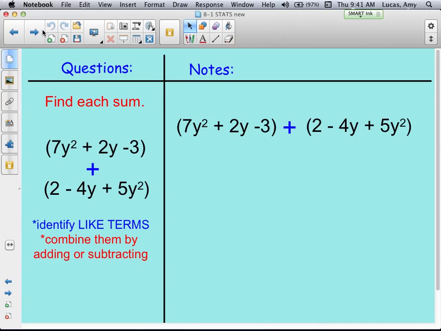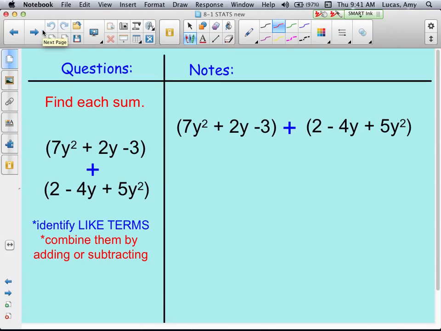Remember what we said earlier in this course. We said like terms have the exact same variable part. So that means not just the letters, but the exponents on those letters have to be the same in order to be like terms. So I'm going to use different colors to identify my like terms. 7y squared would be a like term with 5y squared. Notice that in front of the 5y squared, I included the plus sign. 7y squared plus 5y squared would give me 12y squared.